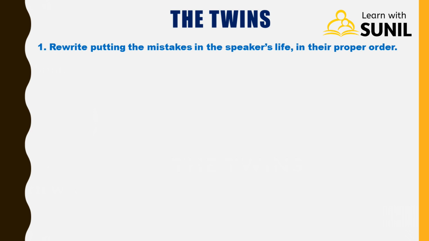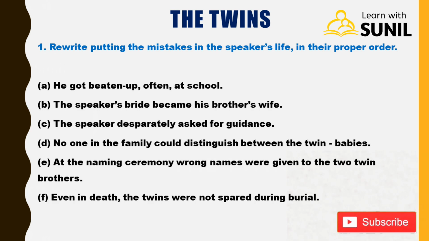Rewrite putting the mistakes in the speaker's life in their proper order. A. He got beaten up often at school. B. The speaker's bride became his brother's wife. C. The speaker desperately asked for guidance. D. No one in the family could distinguish between the twin babies.